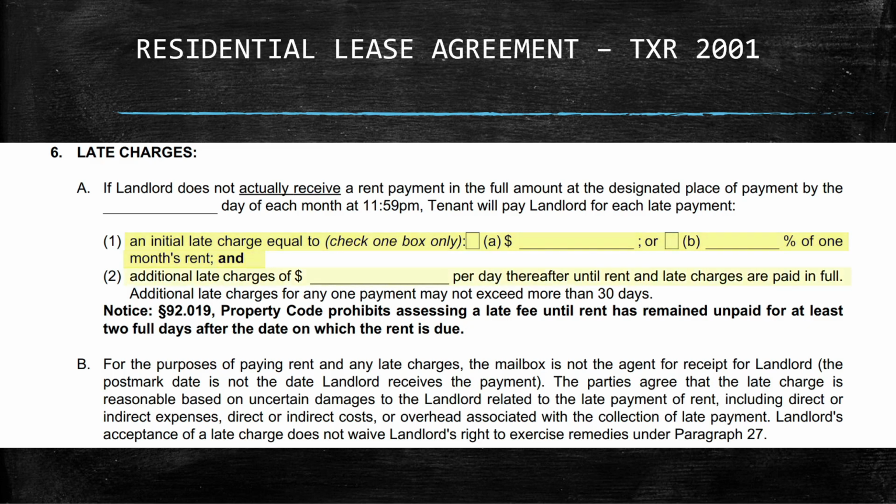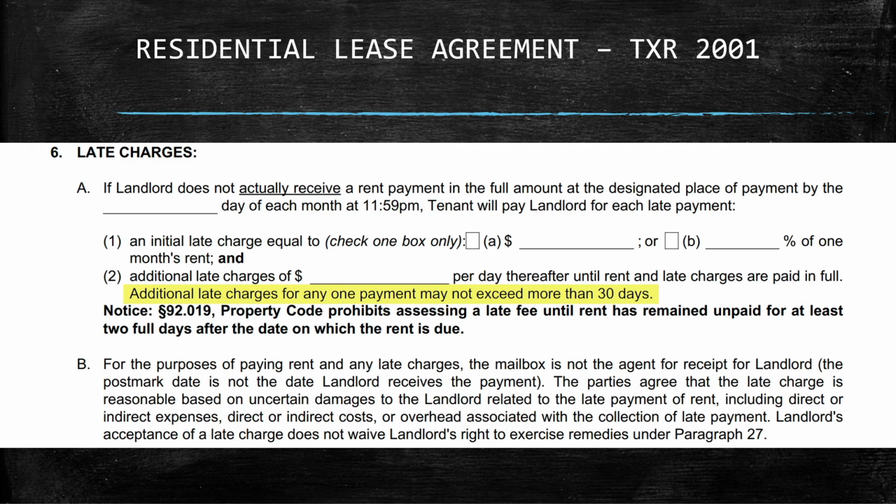In addition to that, the landlord can charge additional late charges of a certain dollar amount per day after that until the late charges and the rent are paid in full. Additional late charges for any one payment may not exceed more than 30 days.